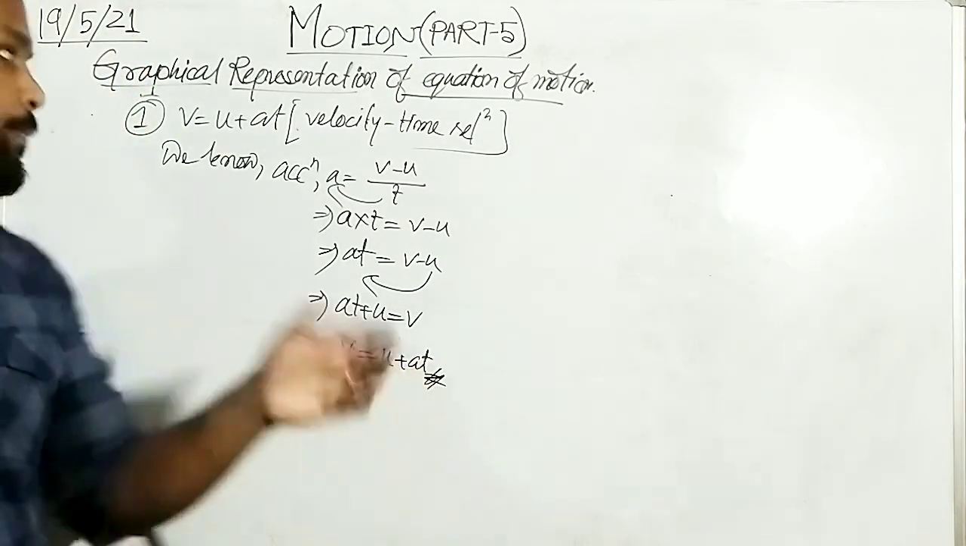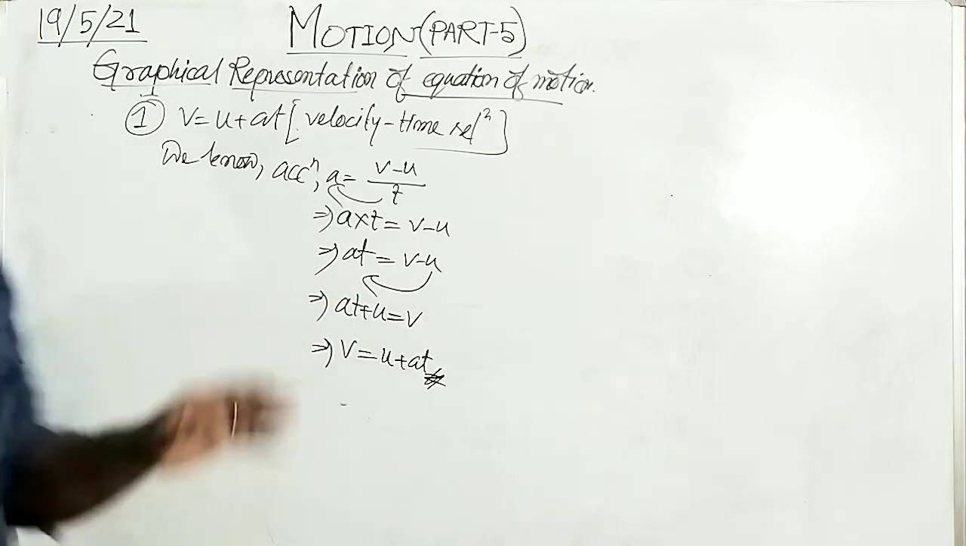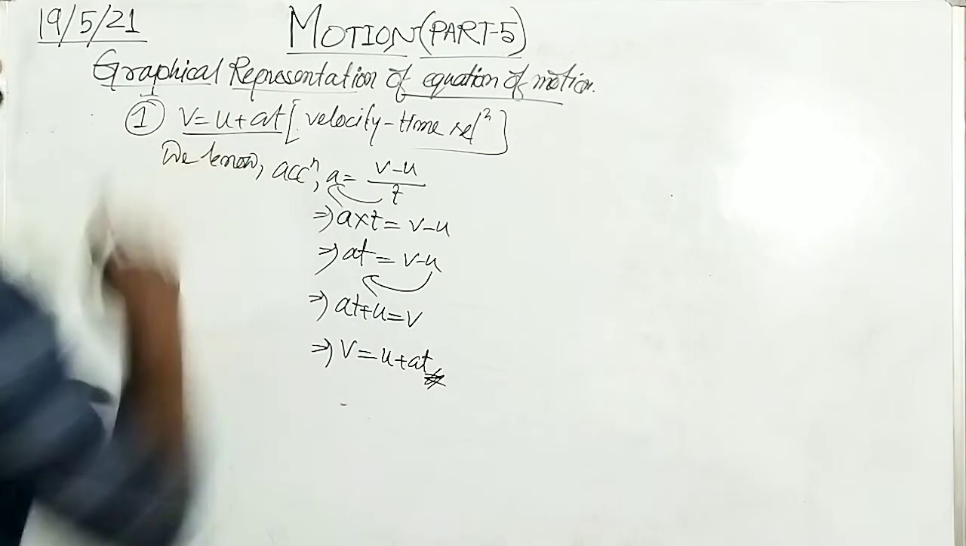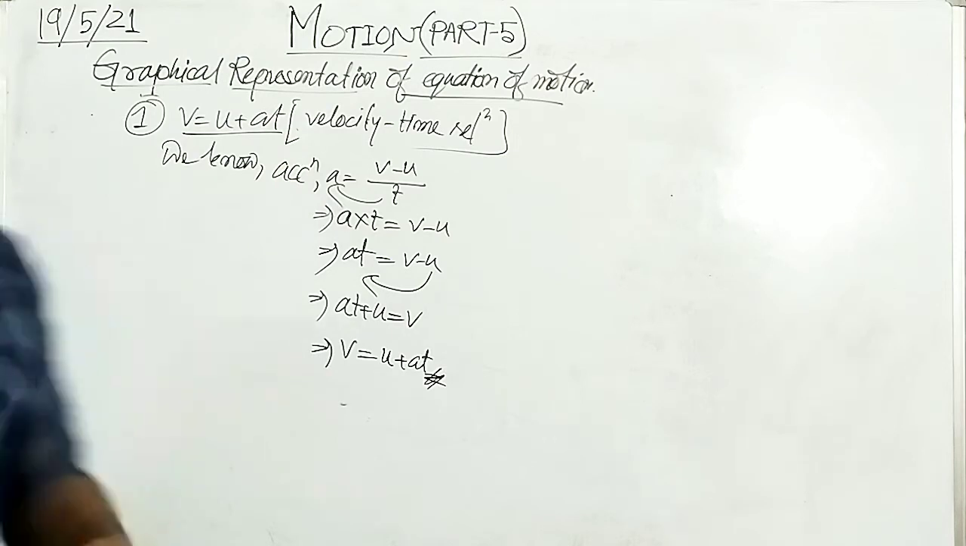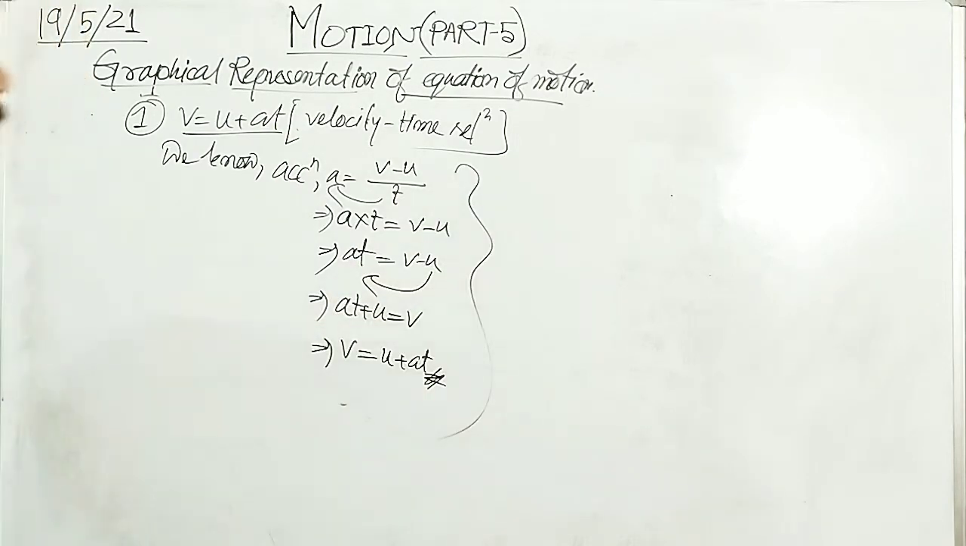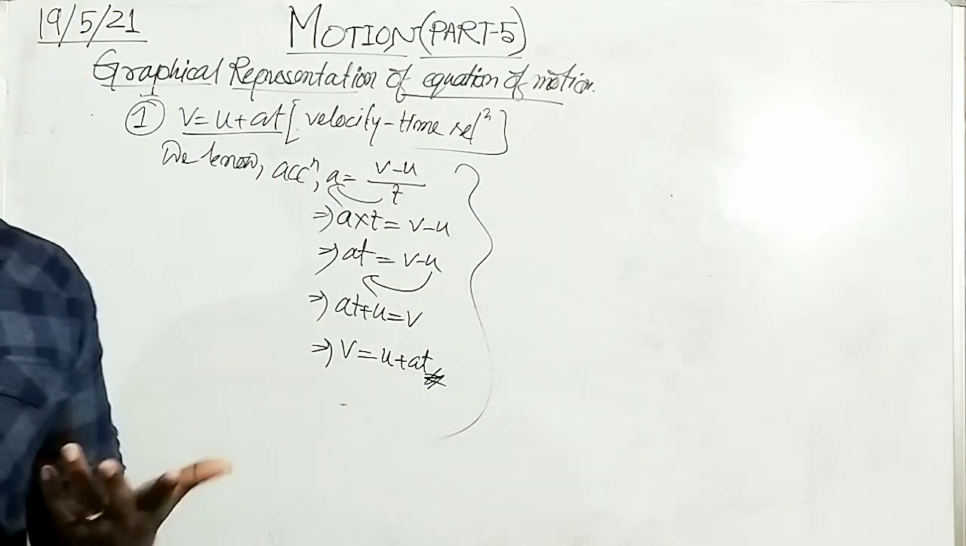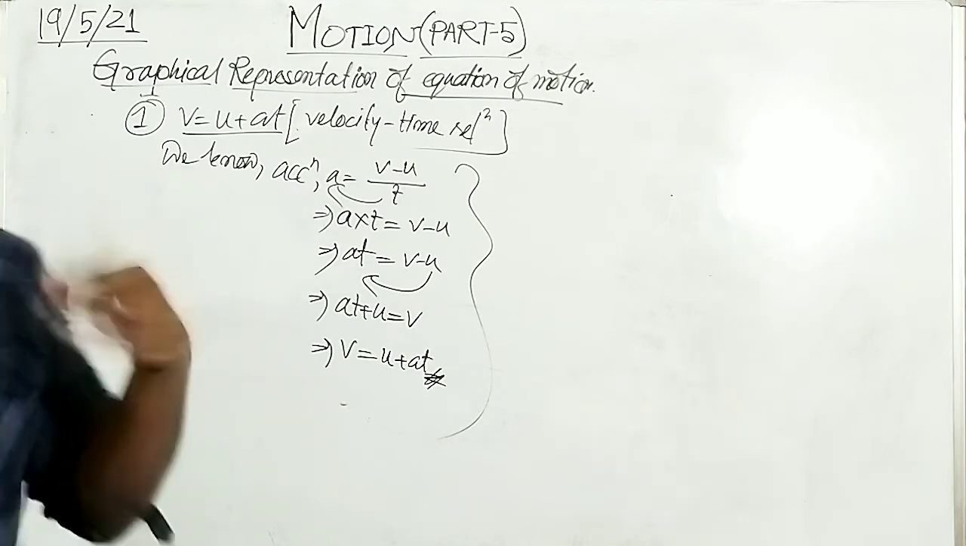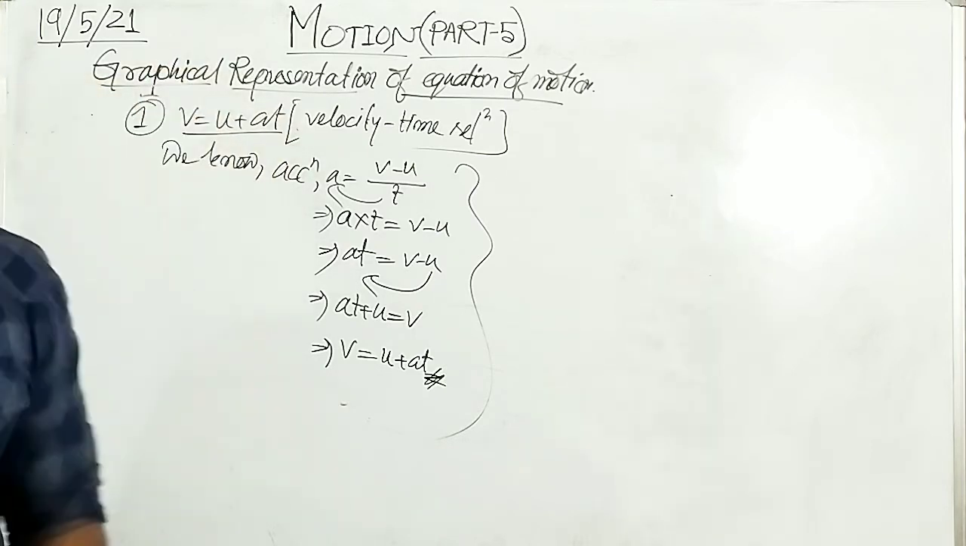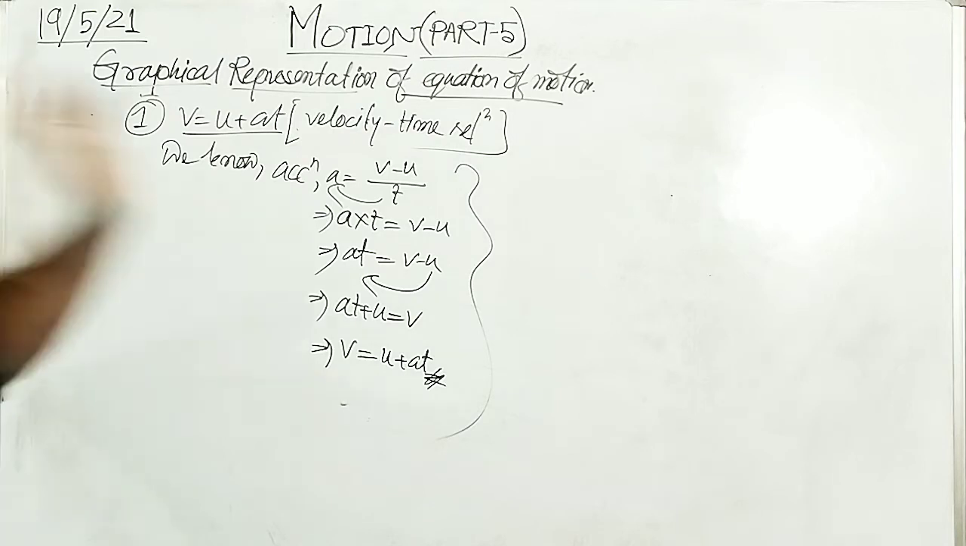If there is a question in your exam that says prove this, and it is given only 1 mark, you can do it like that. Now, if it is more than 1 mark, then you have to do the graphical representation. Clear? Now we'll move towards our next relation, that is nothing but the position time relation.